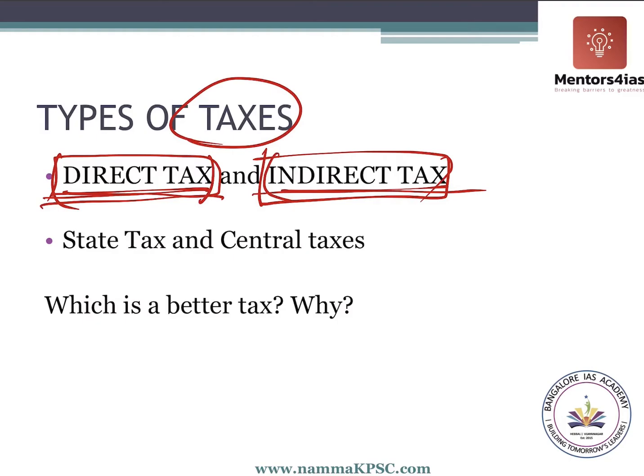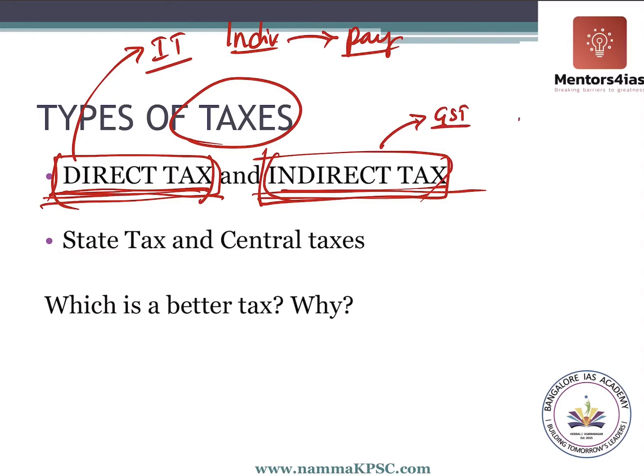Now let's take an example. Income tax. I've been telling that income tax is a direct tax. Why is it a direct tax? Because tax is levied on the individual and the same individual has to pay the tax. You cannot shift the burden. If you are earning money, you have to pay tax. Therefore, it is direct tax. Whereas an example of indirect tax is GST.